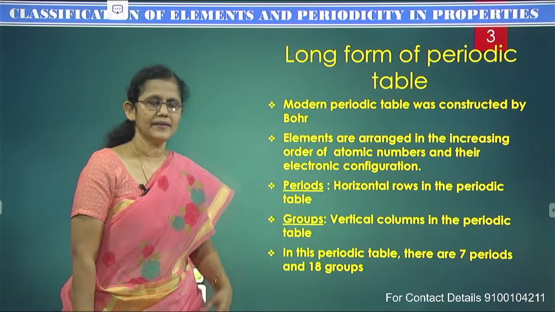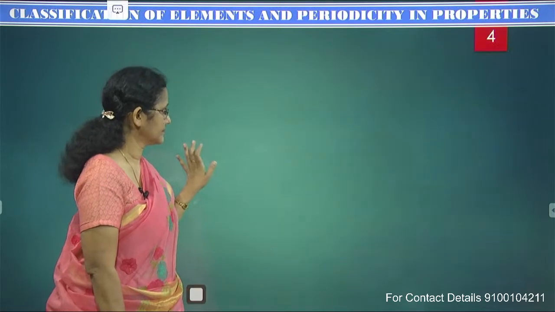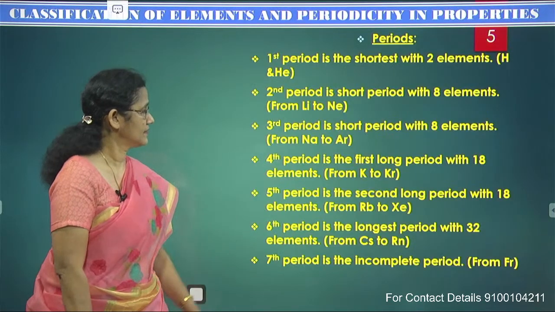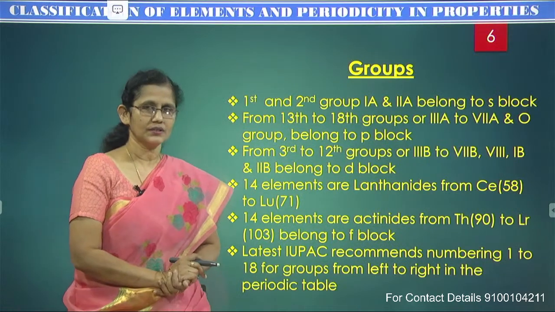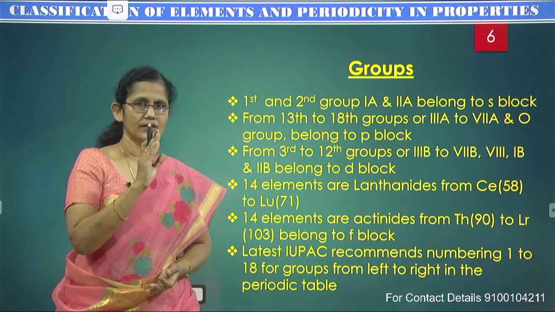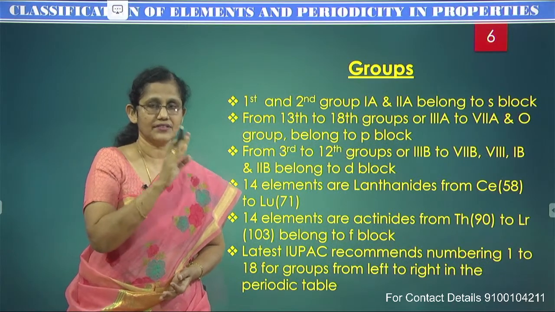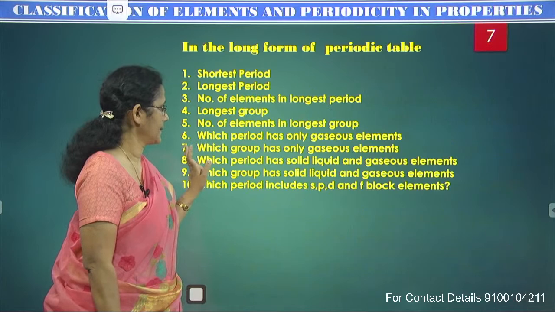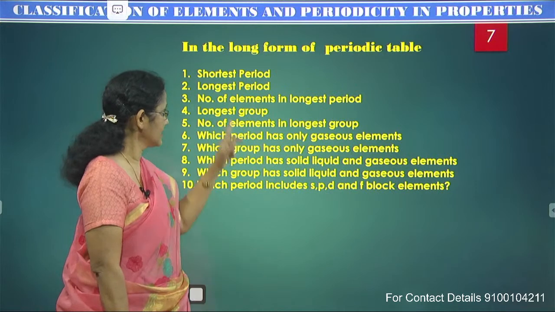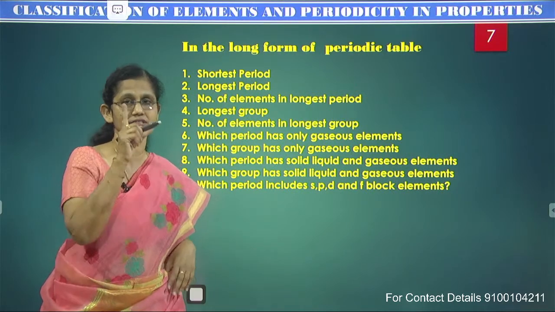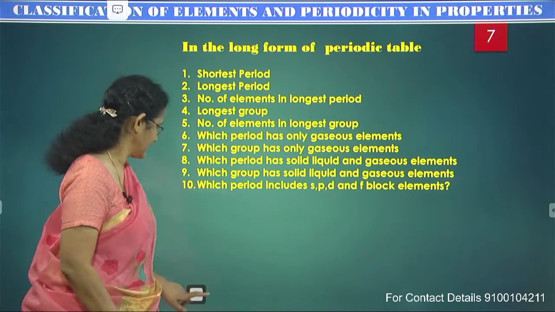See, the main basis for this classification is atomic numbers. See, we have discussed just now about groups and periods, right. So, the latest IUPAC recommends 1 to 18 numbers given for groups from left to right, right. Now, in the long form of periodic table, which is the shortest period, first period. How many elements are there? 2 elements, hydrogen, helium.